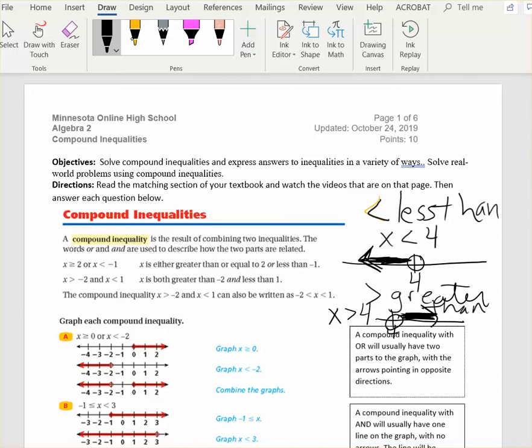Now, if either of those had a line underneath it, like if this had a line underneath it, that means less than or equal, and then you would fill in the endpoint. And the same thing if you had greater than or equal, you would fill in the circle. So make sure you know the difference between those and that you are very clear on which direction the arrow should go and whether you should be using a filled in solid endpoint or an open circle for the endpoint.